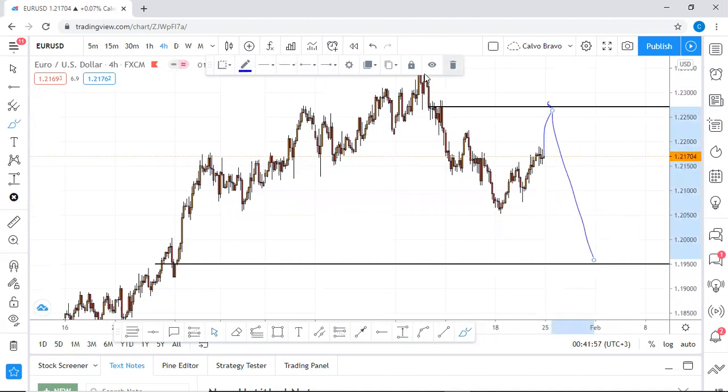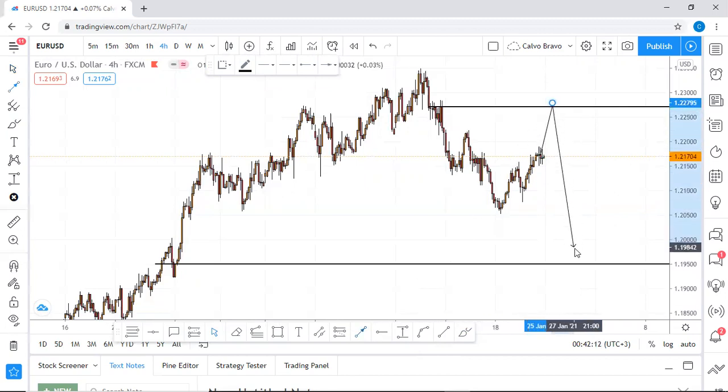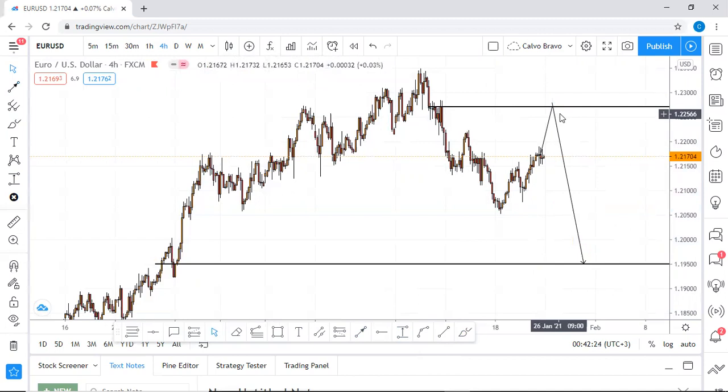So I'm waiting to see a possible reaction to this level. If price will provide us with any opportunity to short this pair, then I will take a sell position probably to this level here, which is almost about 300 pips. So this is my forecast on Euro USD.